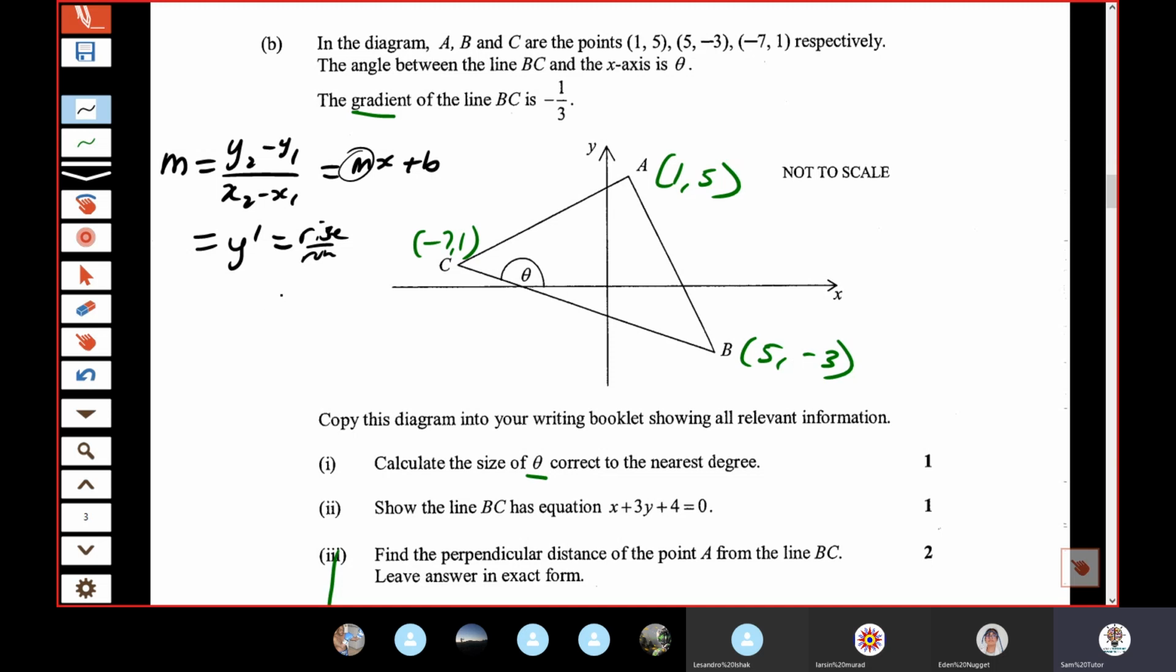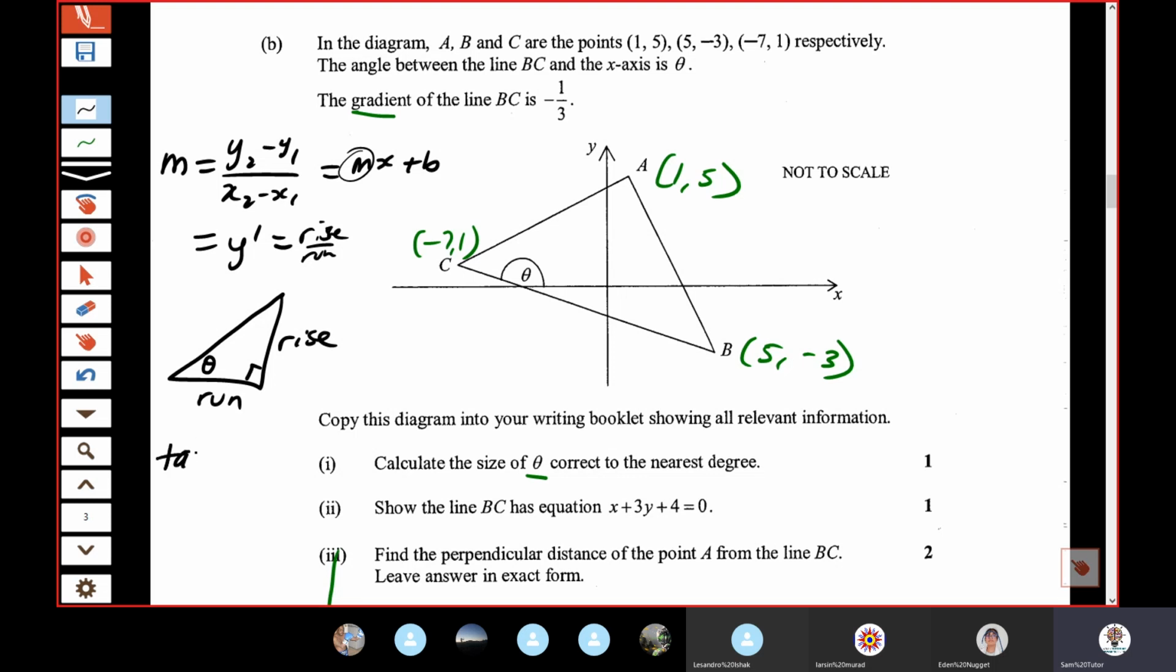Okay, let's prove it. Here it is. This is theta. This is rise. Would you agree? This is run. Would you agree? What's rise over run? Gradient. Rise over run is gradient. Do we agree with that?